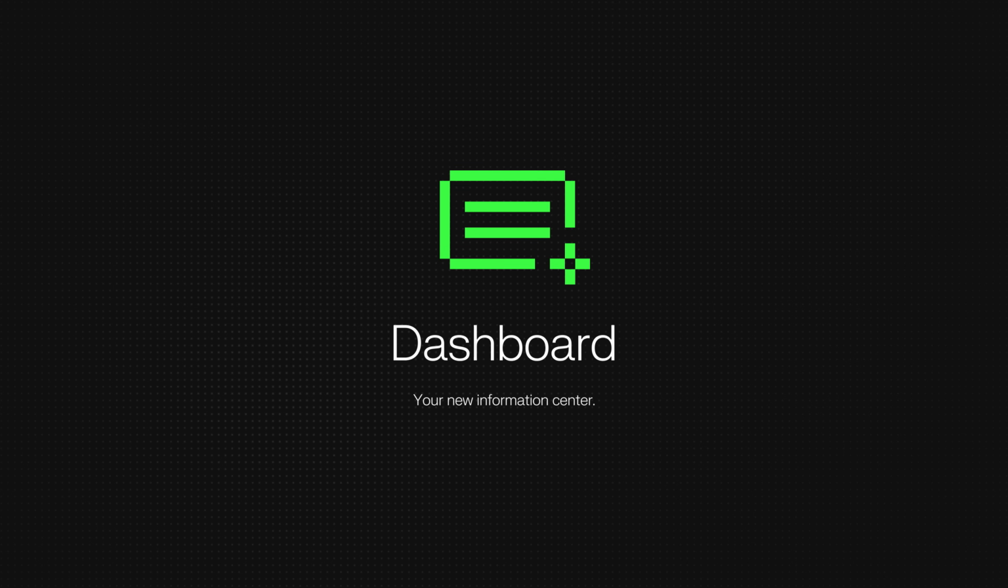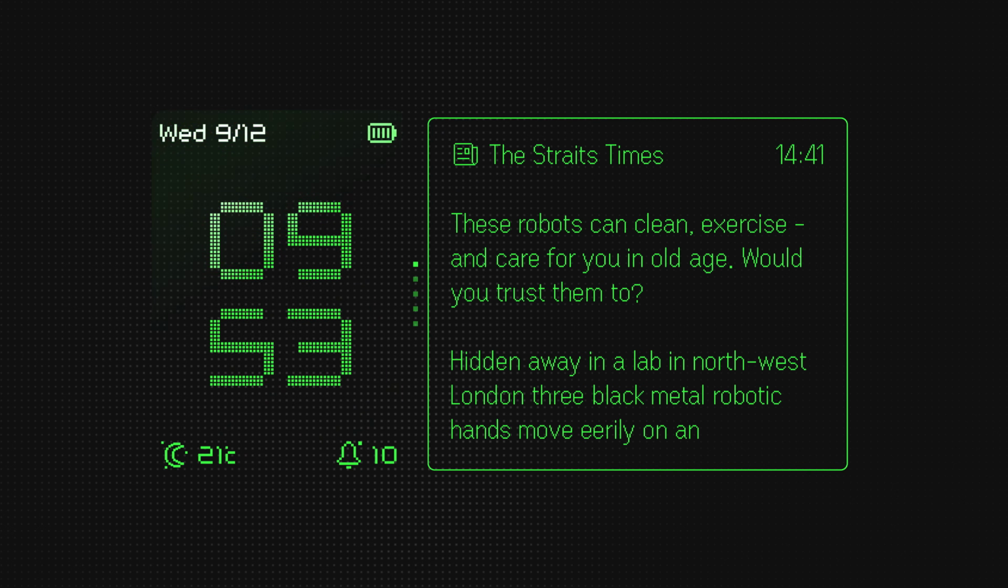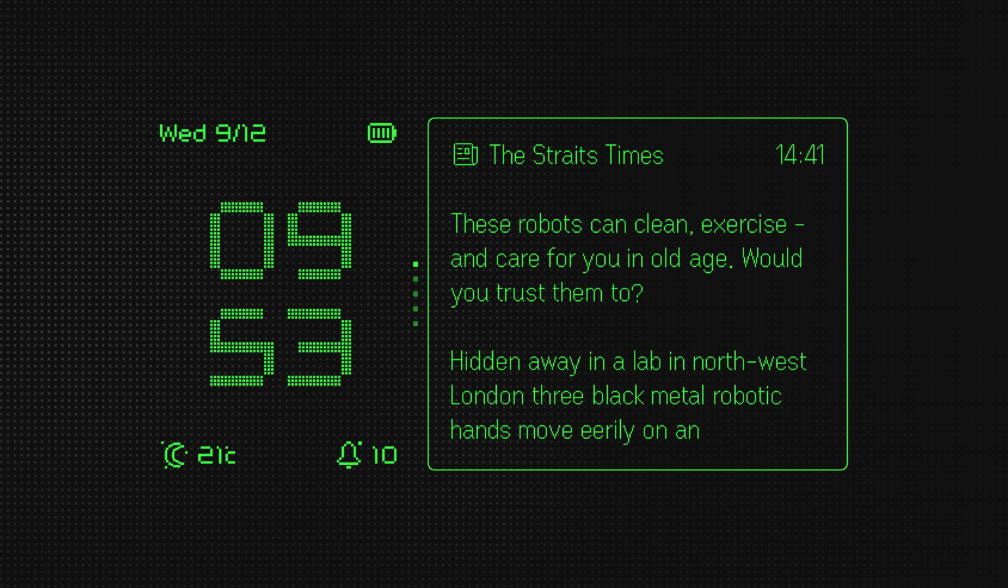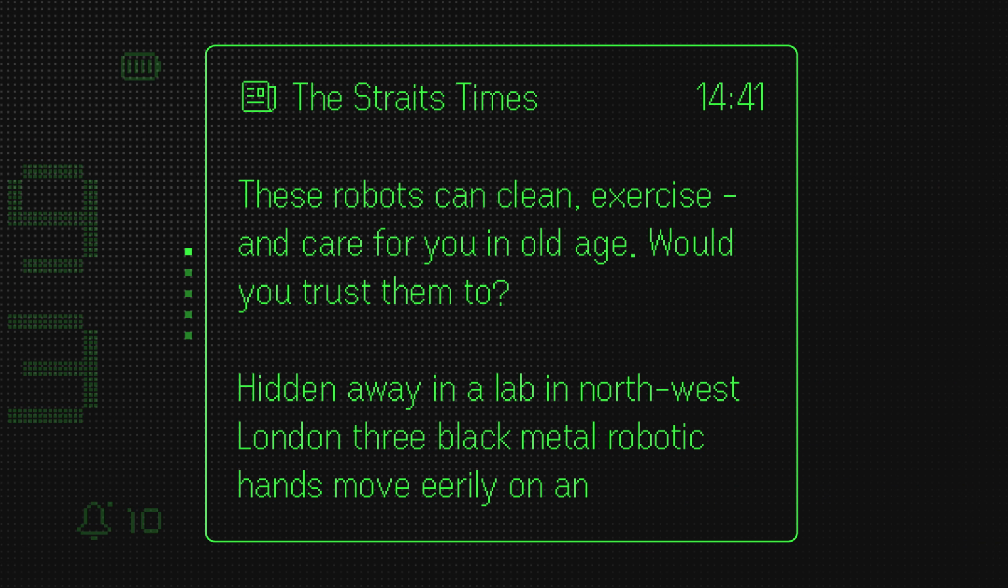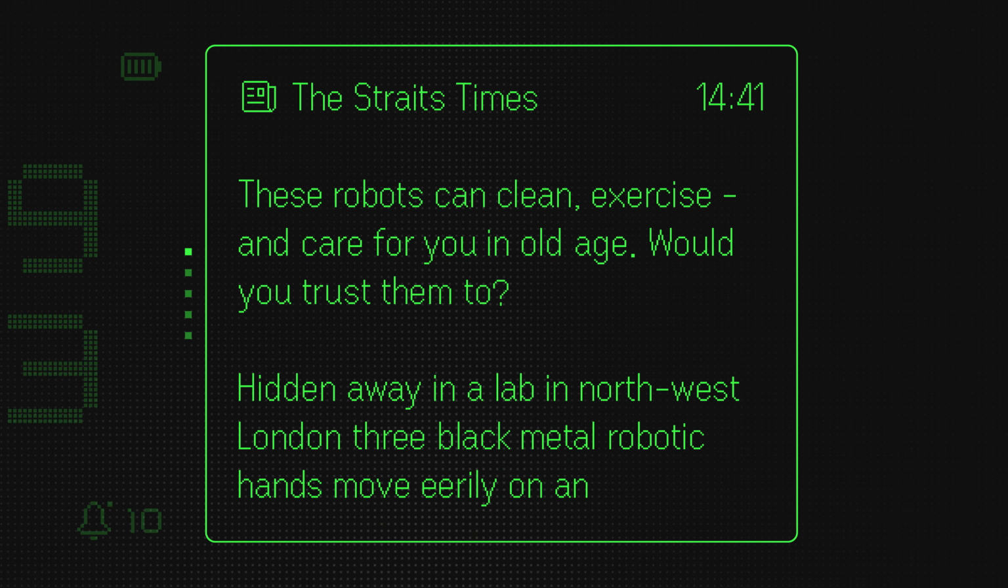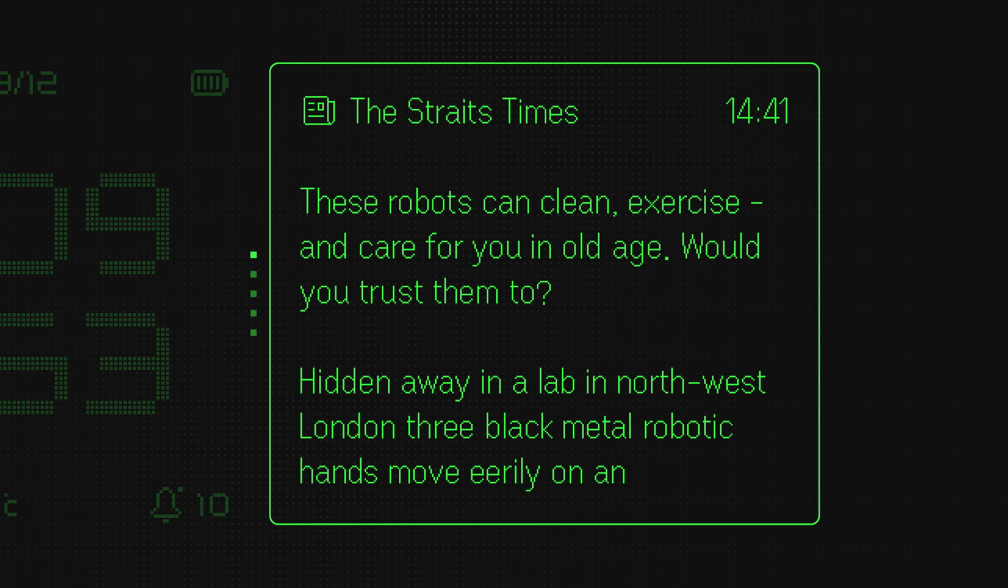This is the new dashboard, your new information center, completely redesigned and now split into two clear sections. On the left, your essentials: date, time, battery life, weather, and notifications. On the right, the new widgets area. And thanks to a larger, brighter, and sharper display, you see more at a glance.